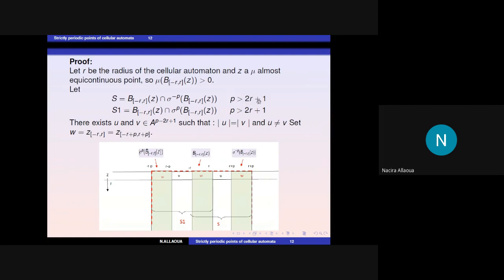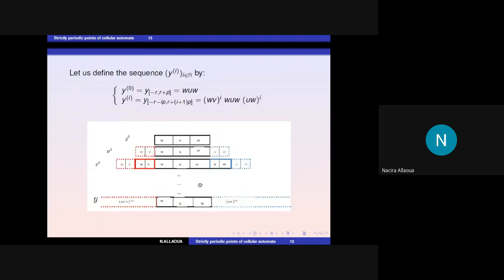We suppose that p is strictly greater than 2R plus 1. And since our alphabet A contains at least two elements, there exist two different words U and V which have the same length. We will define the sequence Y by the following. We will show that this sequence will converge to a strictly periodic point.